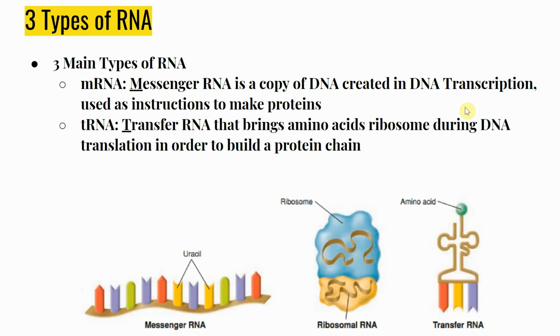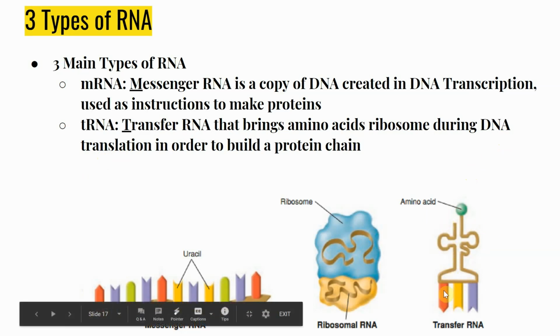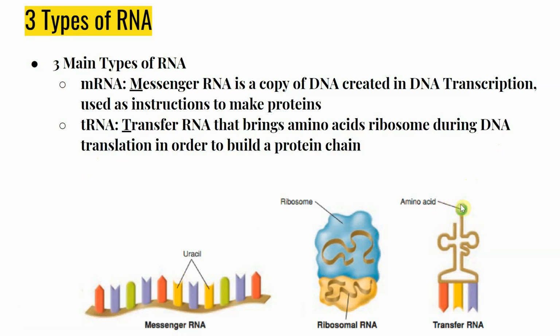Our second main type of RNA is called tRNA. And this T stands for transfer RNA. So when we have transfer RNA, this is going to bring amino acids to a ribosome during DNA translation in order to create a protein chain. And we're going to talk about this when we talk more specifically about this process of DNA translation, but this is a picture of our transfer RNA, our tRNA. And you can see here that these bases look very similar to the bases that are a part of this mRNA here, but they're also holding this group up top called an amino acid.